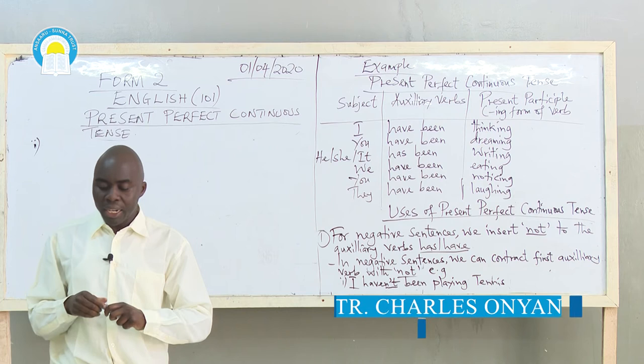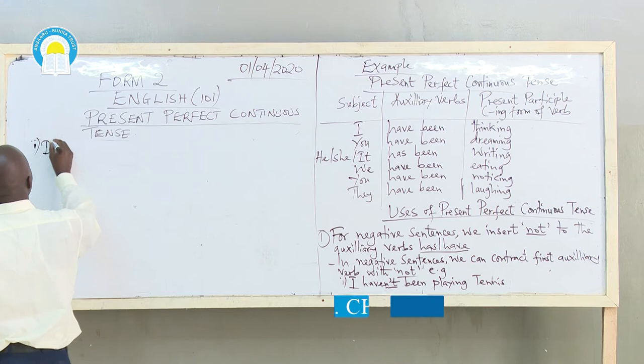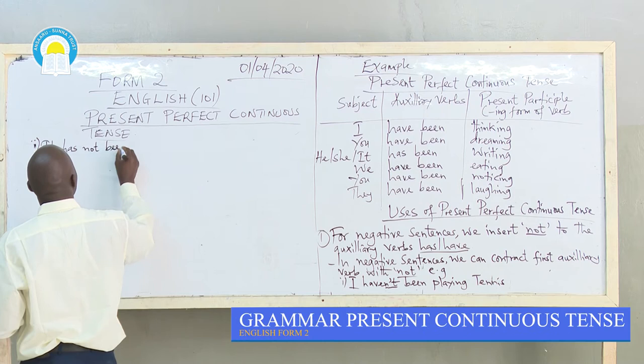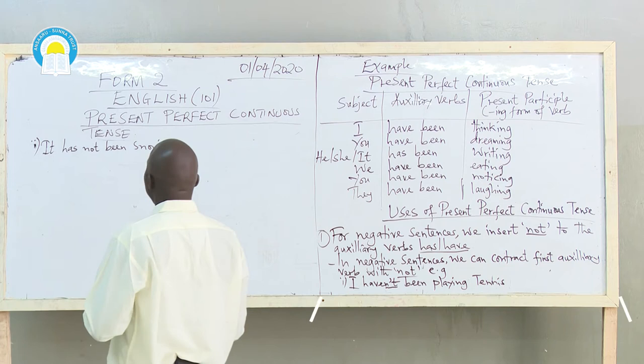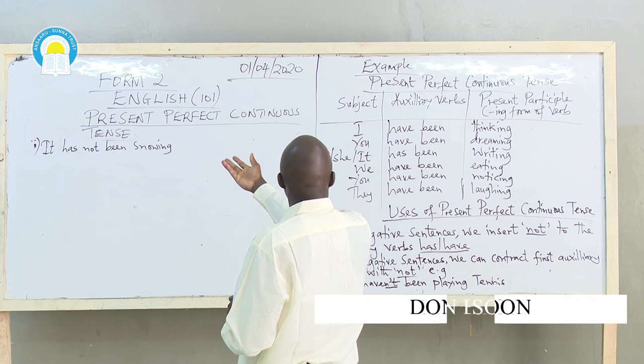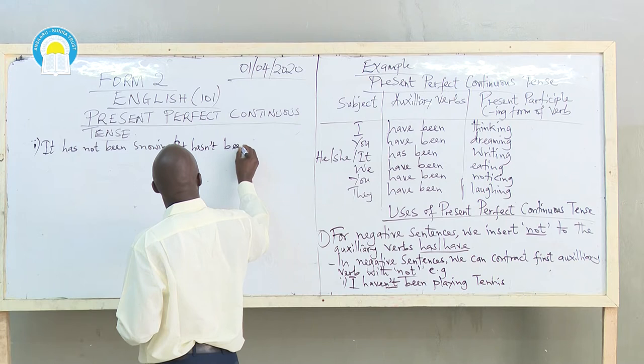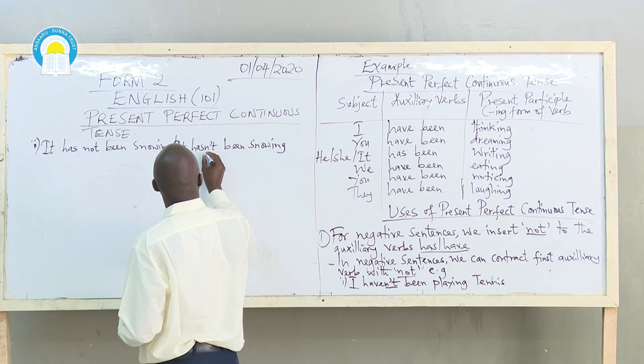It has not been snowing. So this is a negative sentence. Then if you want to contract the first auxiliary verb with the word not, you talk of it hasn't been snowing. So realize that in this case, the word hasn't has been abbreviated.